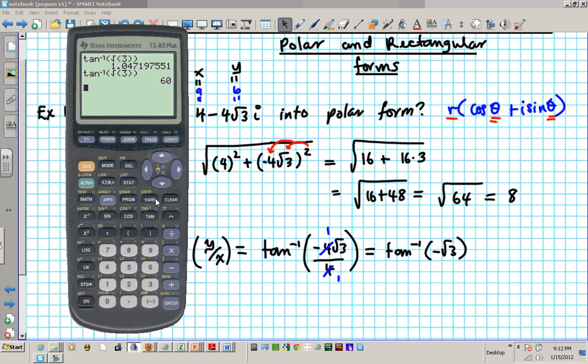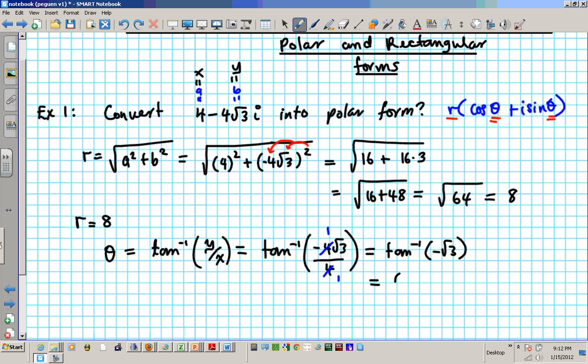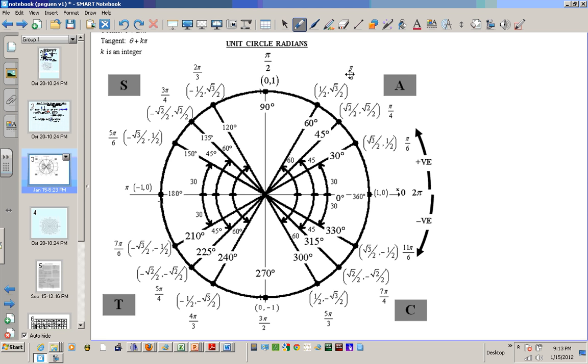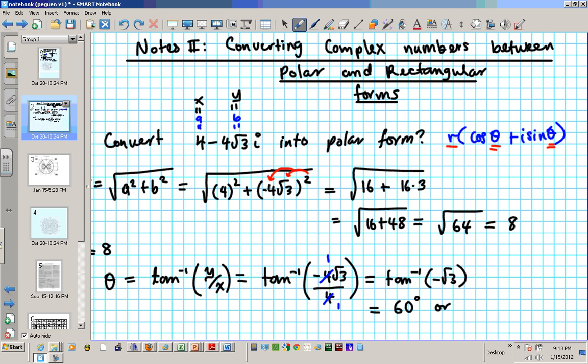To get my answer in degrees, I'm going to make sure my mode is in degrees. Okay, that's good. We're going to go second function, inverse tan of the square root of 3. And then our answer is 60 degrees. Or, what is 60 degrees in radians? You could cheat and look at your unit circle. 60 degrees is pi over 3, right? Same thing as pi over 3.